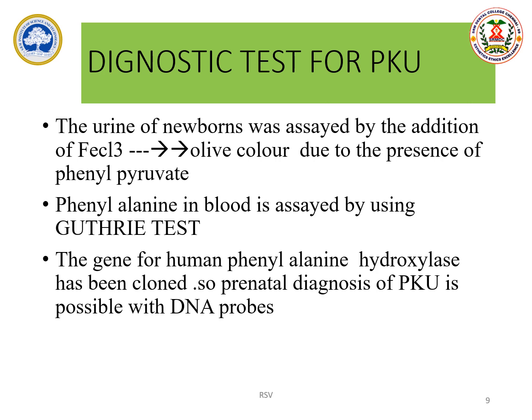Diagnostic tests for phenylketonuria. The urine of a newborn is assayed by the addition of ferric chloride, which gives an olive color due to the presence of phenylpyruvate. The main screening test is that phenylalanine in blood is assayed using Guthrie's test. The gene for human phenylalanine hydroxylase has been cloned, so prenatal diagnosis of phenylketonuria is possible with DNA probes.